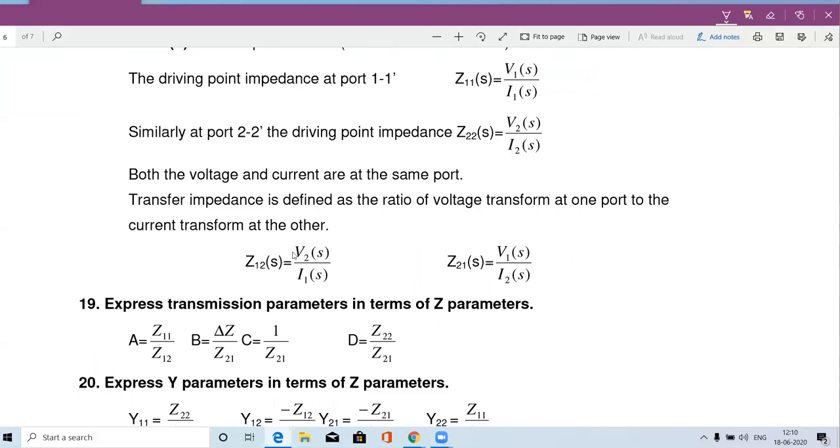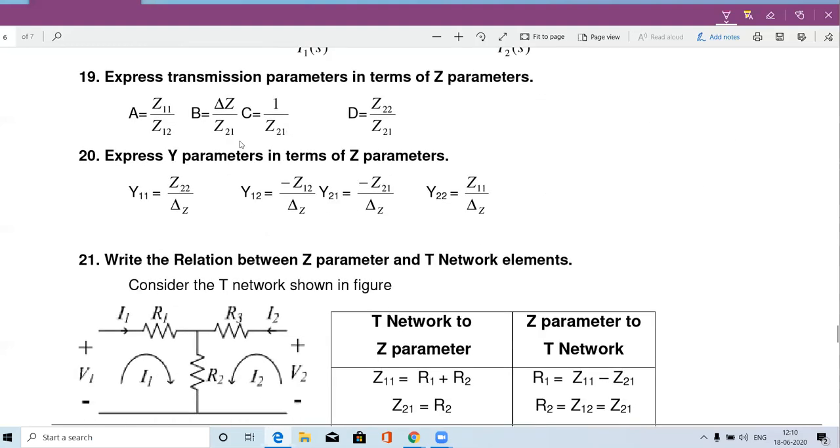Okay, this is one transfer impedance. The other one is input voltage divided by output current, V1 by I2. It is Z12 and Z21. So these two are called the transfer impedance. Okay, transfer impedance. And the next one, express the transmission parameter in terms of Z parameter.